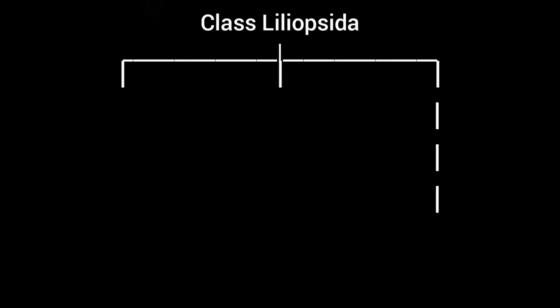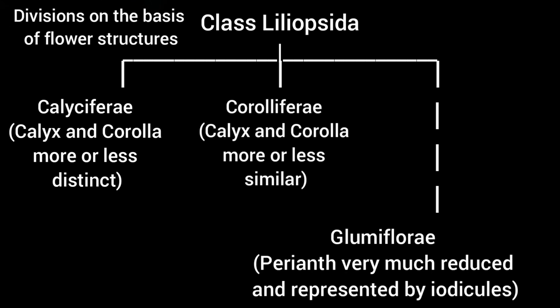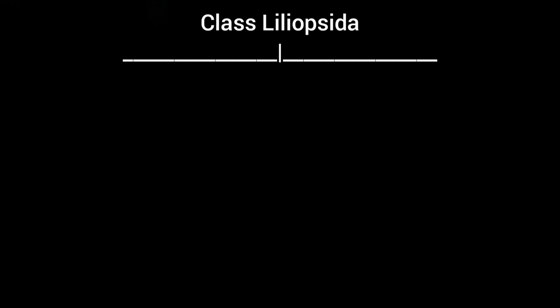It has a further 3 divisions on the basis of flower structures. 1. Calyciferae: calyx and corolla more or less distinct. 2. Coroliferae: calyx and corolla more or less similar. 3. Glumiflorae: perianth very much reduced and represented by lodicules.